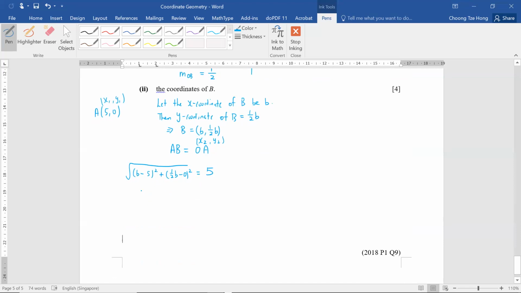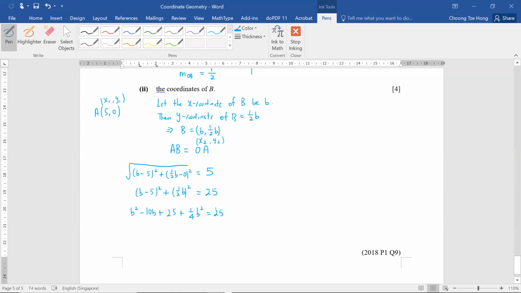So we'll square both sides first. Always simplify, don't do too many steps at once. Over here you can see half b minus 0 is just half b, so this one you can simplify a bit. You square the right side, you get 25. Then this one will expand: b squared minus 10b plus 25, plus 1/4 b squared equals 25.